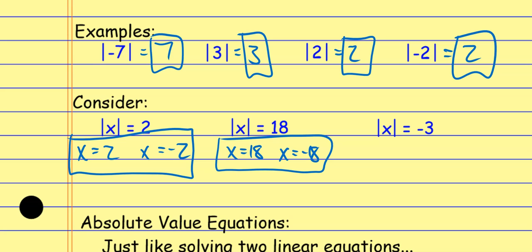And then when you look at something like this, the absolute value of x equals -3, well, the absolute value is always going to be positive. It can't be a negative, so this one would be no solution. That's impossible, okay? The absolute value has to equal a positive. If it equals a negative, we say, oh, well, that's impossible. It can't be done. It's no solution, okay?